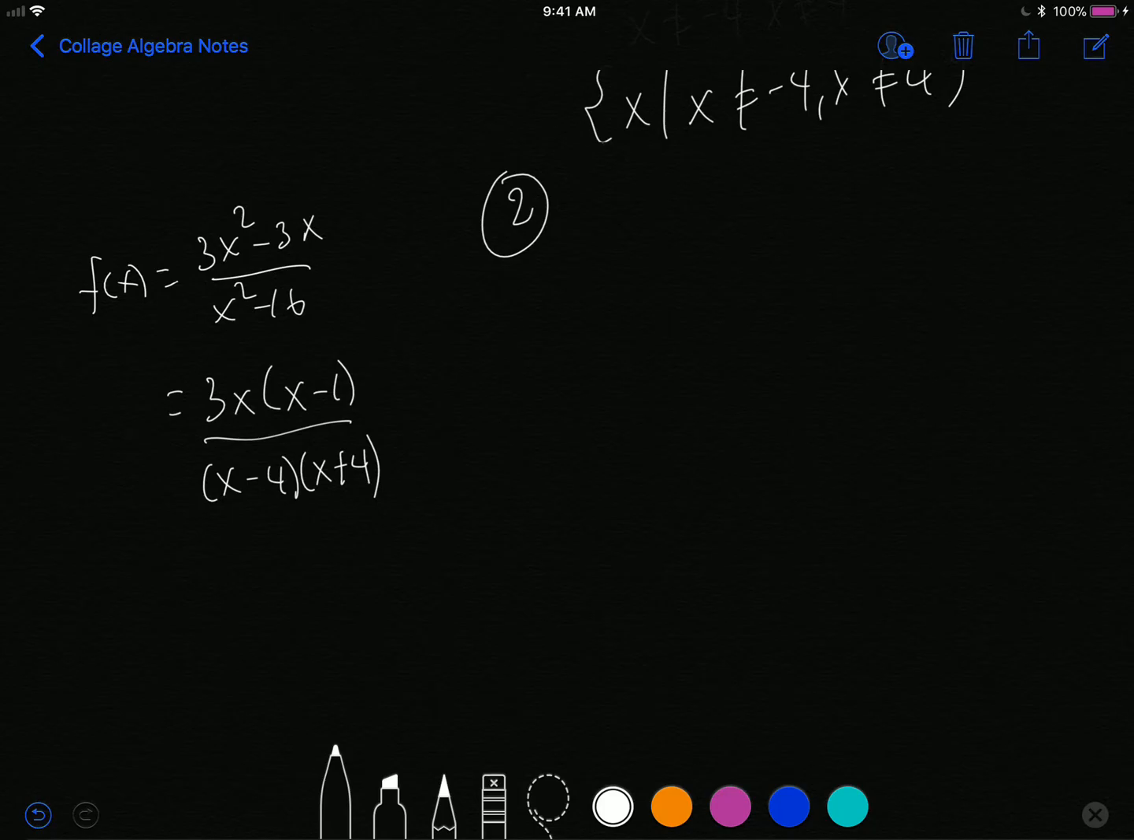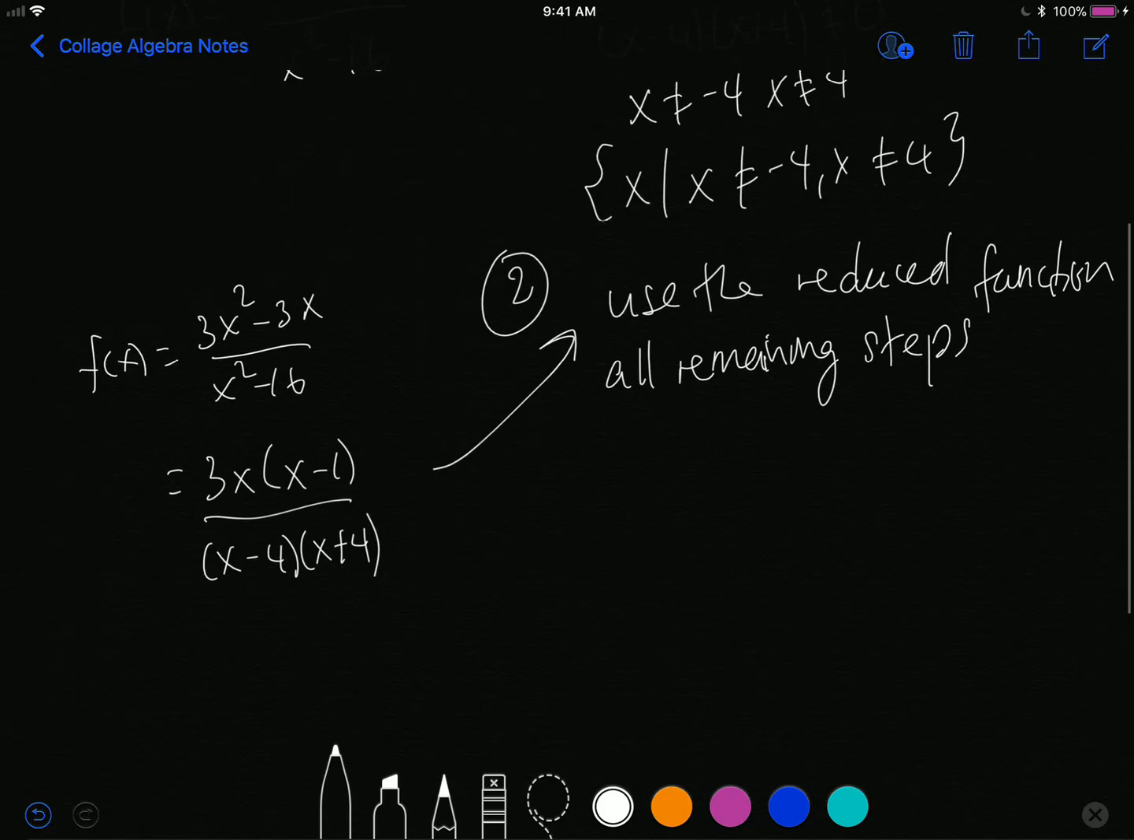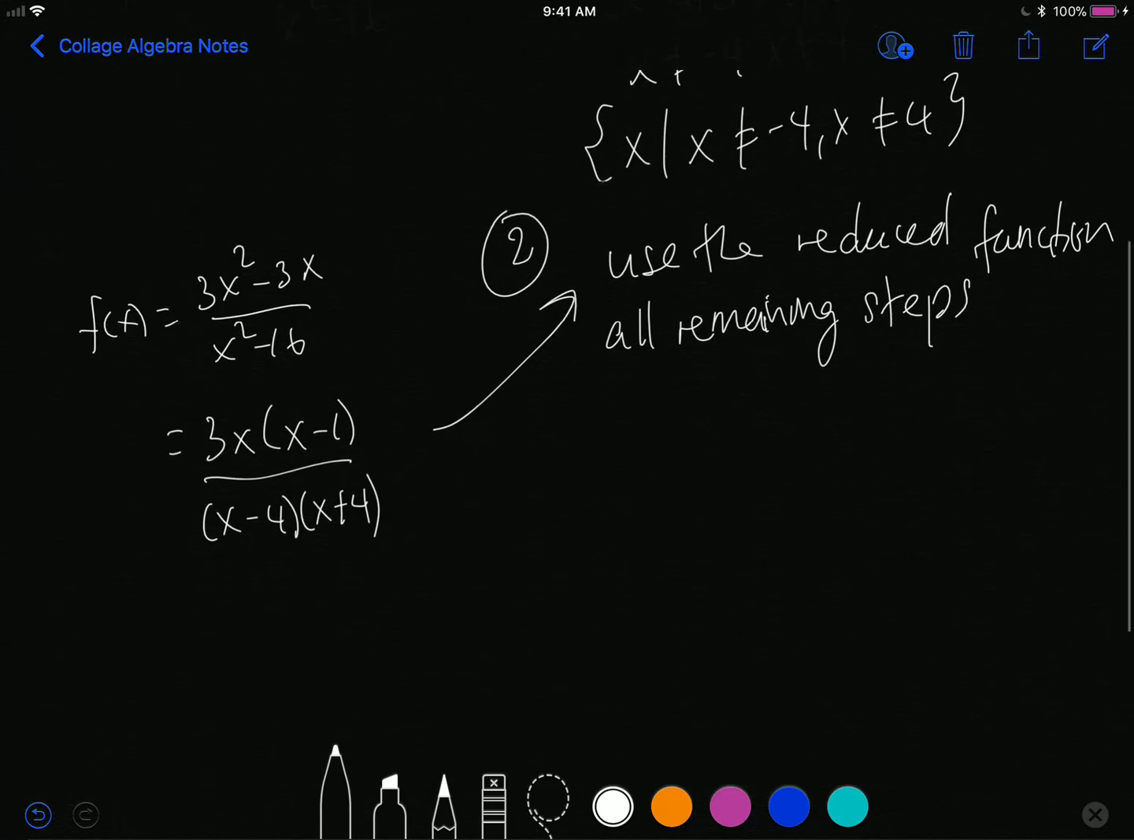So you have to use the reduced function for all the remaining steps. But this one doesn't cancel, so that's just something to note. The reduced fraction is always simpler, so it makes any calculations that you do simpler. The only thing is that the domain always uses the complete function, not the reduced function. But anyway, this doesn't reduce.